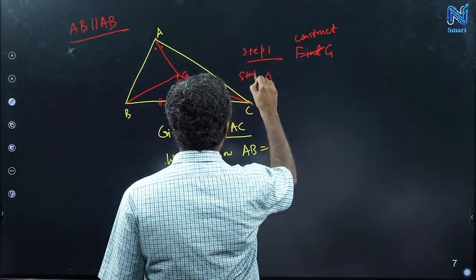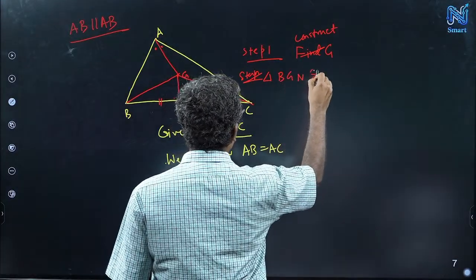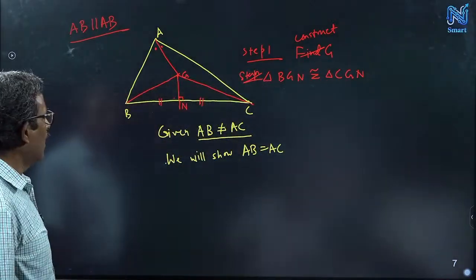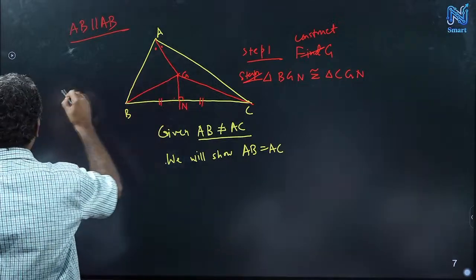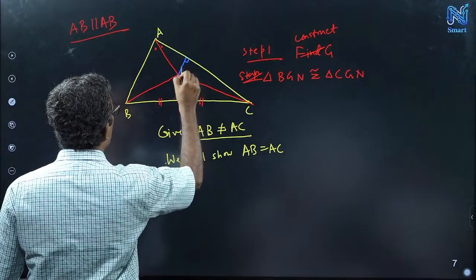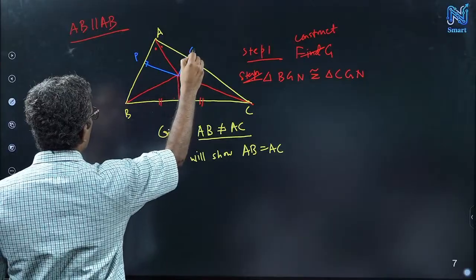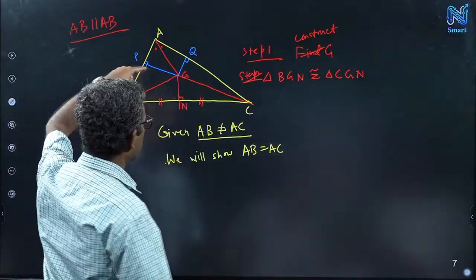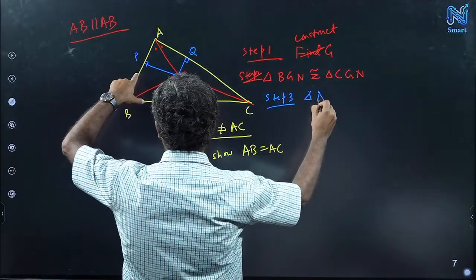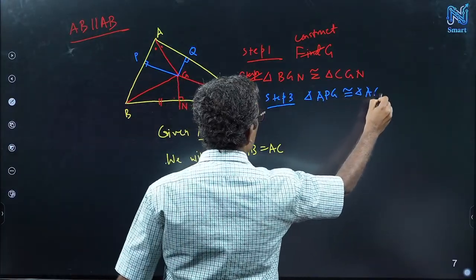Step 2. Triangle BGN is congruent to triangle CGN. And next you drop a perpendicular from G to AC. Drop perpendicular. Say this is P, this is Q. Again, step 3, the triangle APG is congruent to triangle AQG.